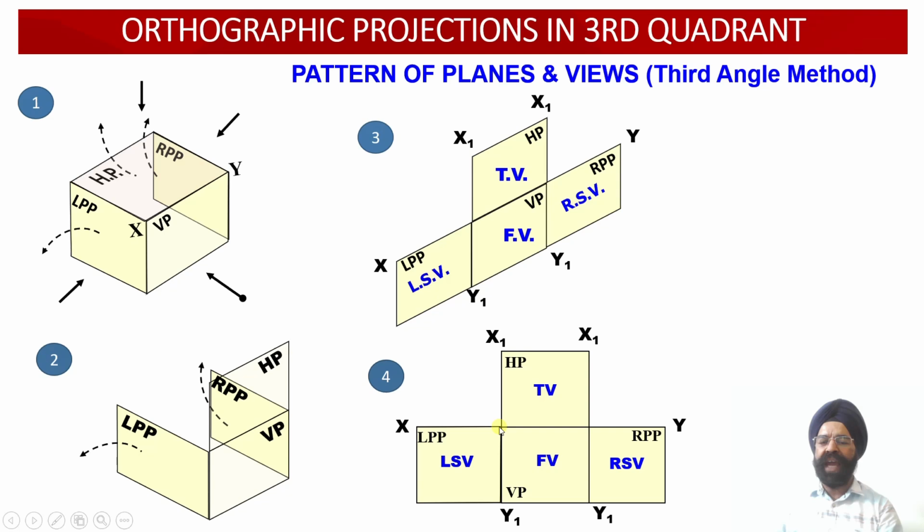Now here we observe that the front view projections are obtained onto the vertical plane below the XY reference line. The top view projections are obtained onto the horizontal plane above the XY reference line. The left side view projections are obtained on the left profile plane on the left side of the front view below the XY reference line, and the right hand side view projections of the object are obtained on the right side of the front view projections onto the right profile plane below the XY reference line.